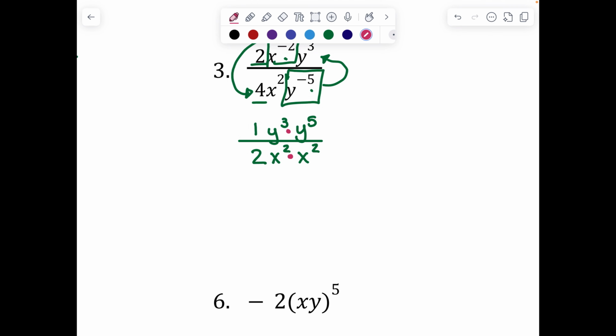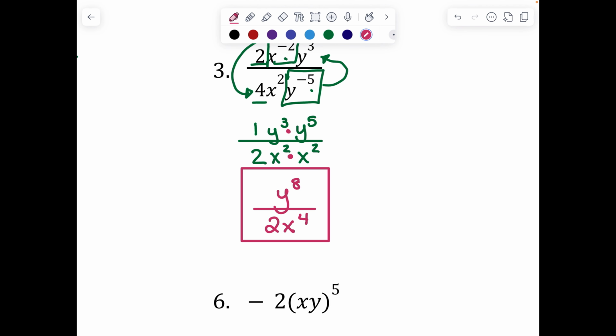So I have 3 times 5 is 8, so I have y to the 8th over x squared times x squared. Again, we're adding exponents, so we have 2x to the 4th. So our final answer is y to the 8th over 2x to the 4th. So again, I know that gets a little bit complicated.